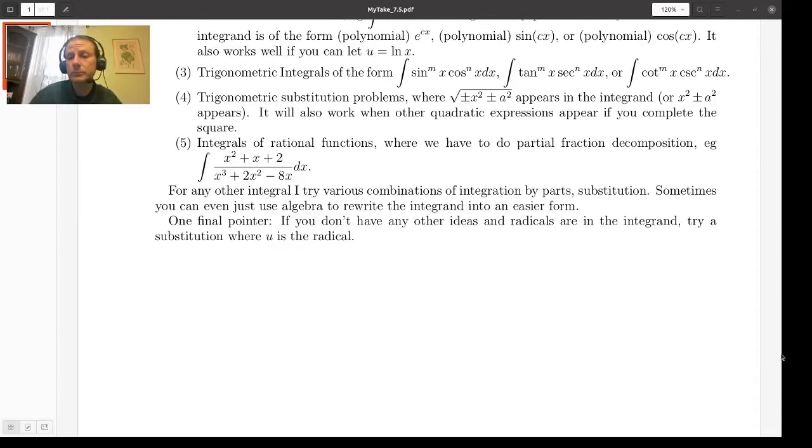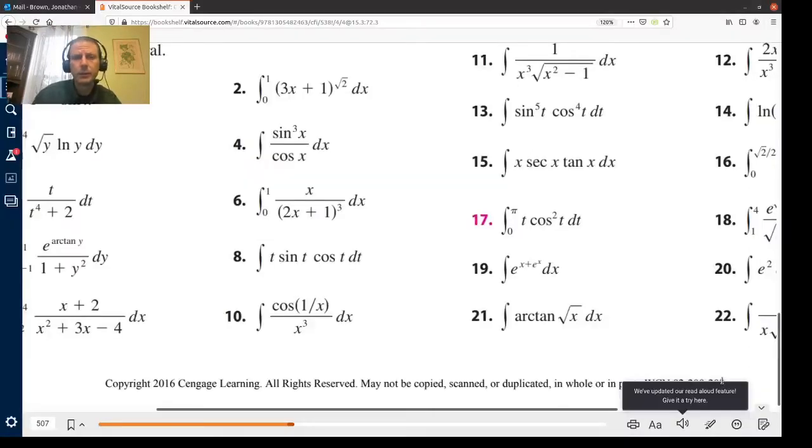Now for the rest of this video, I thought I would just go through every other even problem and give you my initial impulse on what's the technique I would do to find these integrals. So this first one, for the integral of 3x plus 1 to the square root of 2, I can tell right away if you let u be 3x plus 1, then du dx will be 3, and substitution will definitely work.